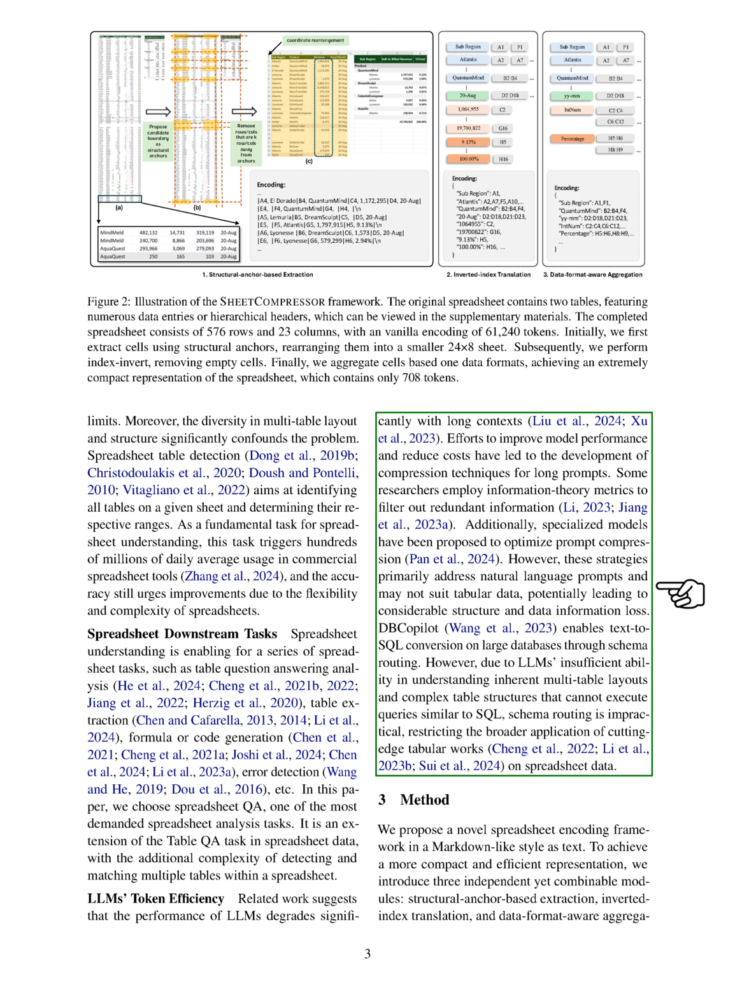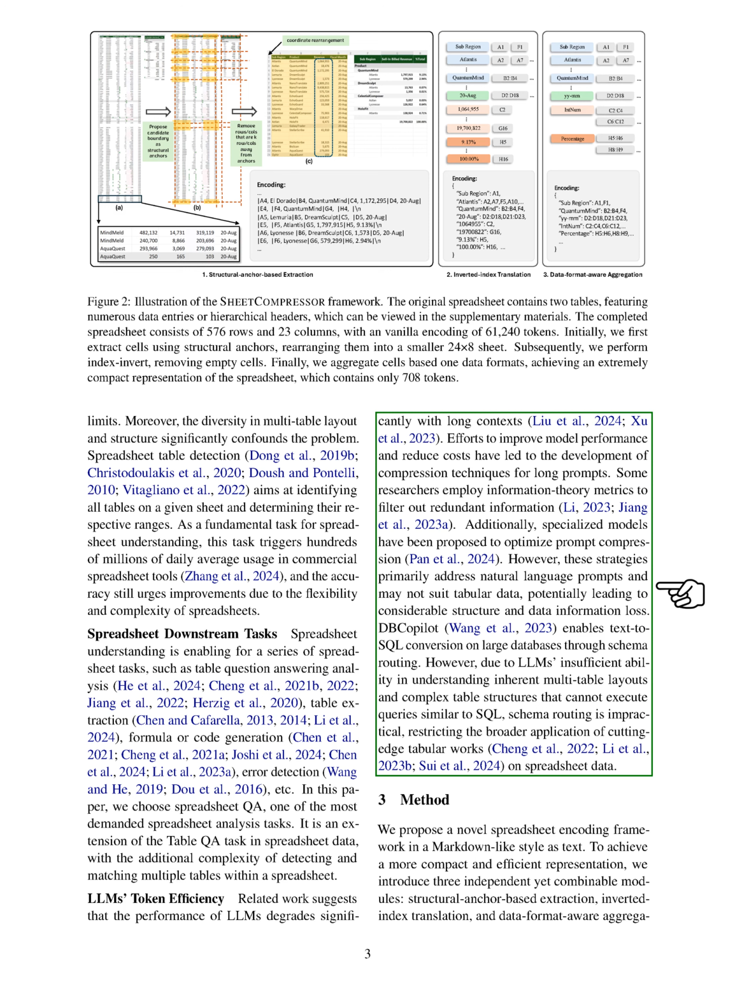While tools like DB Copilot facilitate text-to-SQL conversion for large databases through schema routing, the limitations of LLMs in understanding complex multi-table layouts hinder their ability to execute queries similar to SQL, making schema routing impractical for cutting-edge tabular works on spreadsheet data. To tackle these challenges, we introduce a novel spreadsheet encoding framework in a Markdown-like text format.